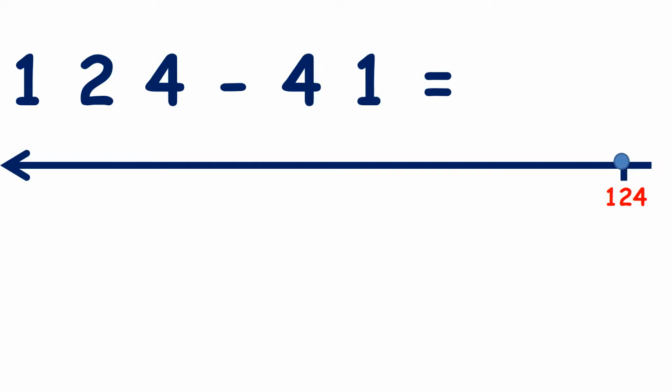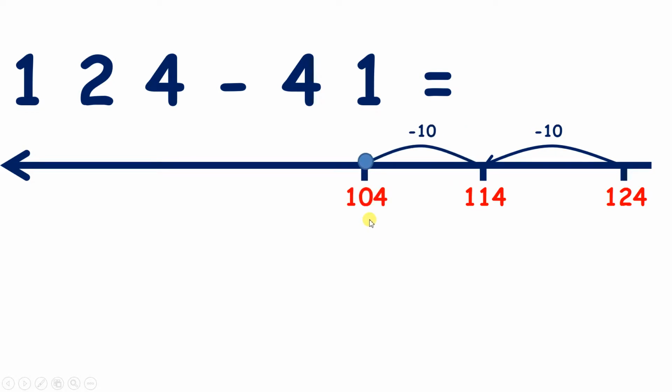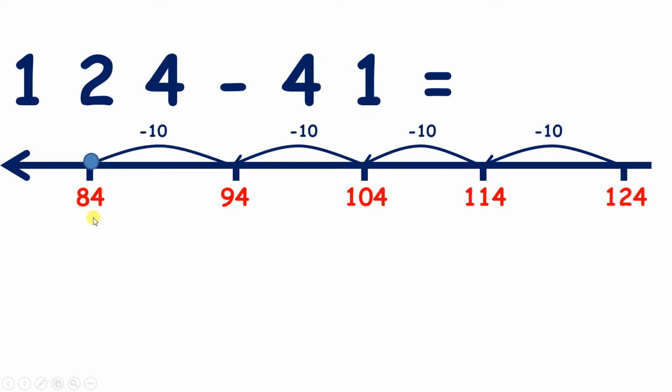We have 124 minus 41. So we need to count back 4 tens and 1 unit from 124. So going back 10 takes us to 114. Back another 10 takes us to 104. Another 10 and we're on 94. And taking away our fourth 10 leaves us with 84.